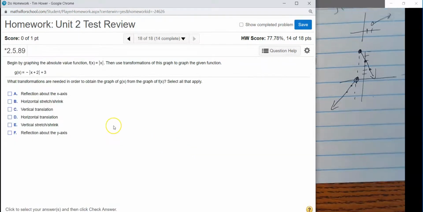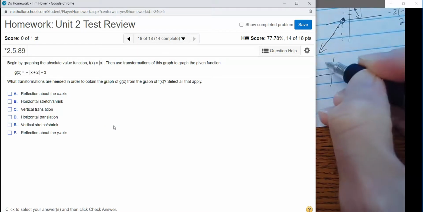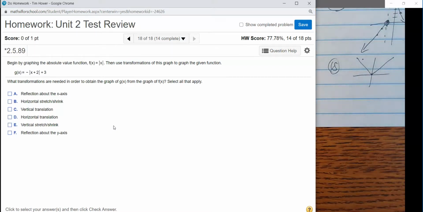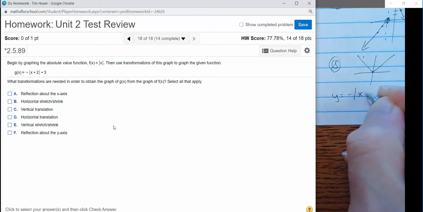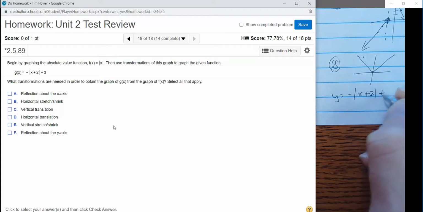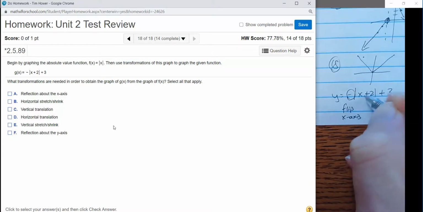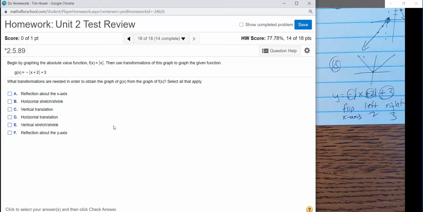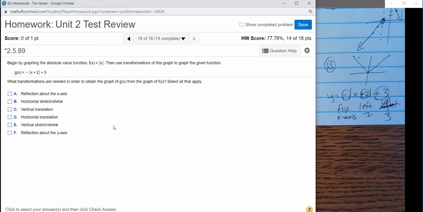And then the last guy, number 18, begin by graphing the original, which you can just graph in your head. That's that V shape. Okay, so number 18 is just a V shape. Now, if I have y equals negative absolute value of x plus 2, and then plus 3, this negative means flip about the x-axis. This plus 2 means left 2, and this plus 3 means up 3. So I'm going to go left 2, and up. Not left and right, up. Going up 3.